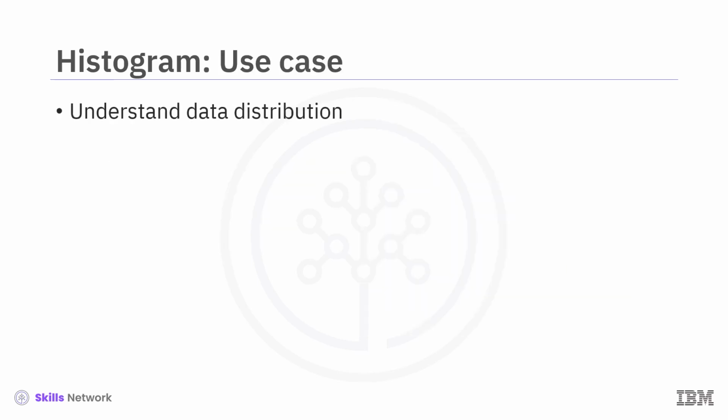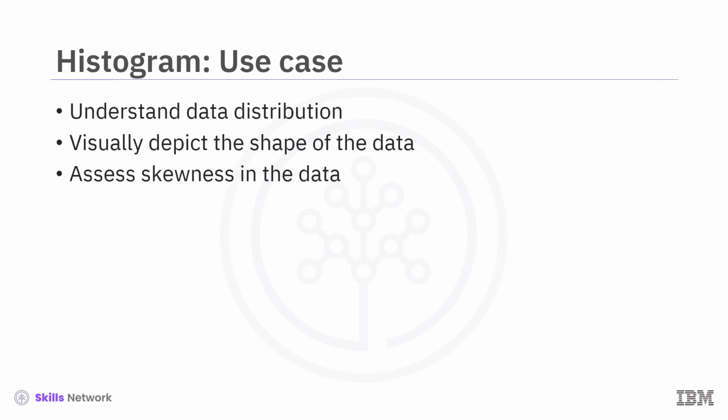Histograms offer valuable insights into data distribution, outliers, skewness, and variability. They visually depict the shape of the data, whether it's symmetric, skewed, or bimodal. Skewness can be assessed by examining the histogram's shape. Histograms also showcase data variability, allowing you to observe concentrations, gaps, and clusters that reveal patterns or subgroups.